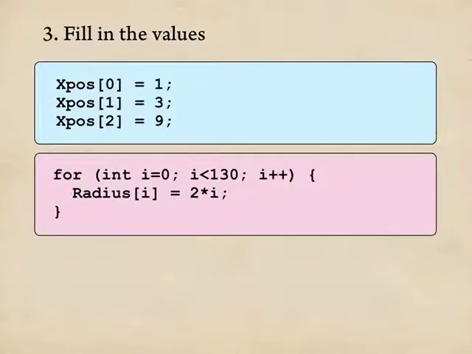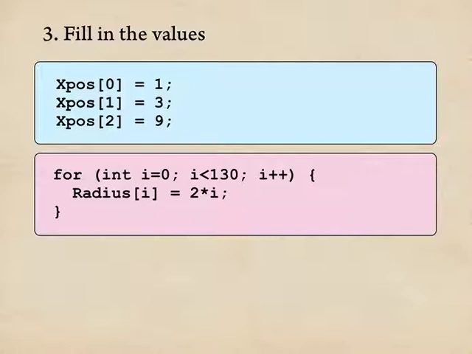It starts at 0, and it keeps going as long as i is less than 130. It goes up by 1, and each time through, I stick some number into radius sub i. In this case, I'm just putting in 2 times i. So if I was drawing circles, the circles would get bigger and bigger and bigger as we worked our way into radius. Inside the loop, I will have values from 0 to 129, which is exactly what we want for something that's 130 units long.